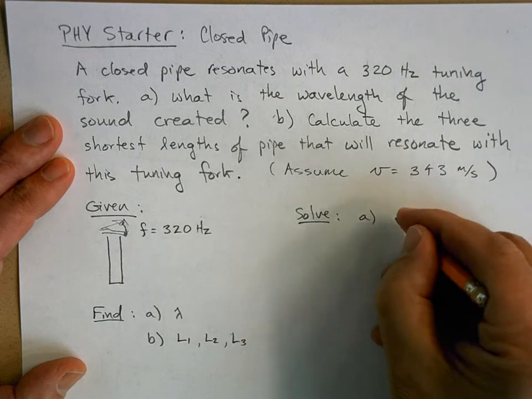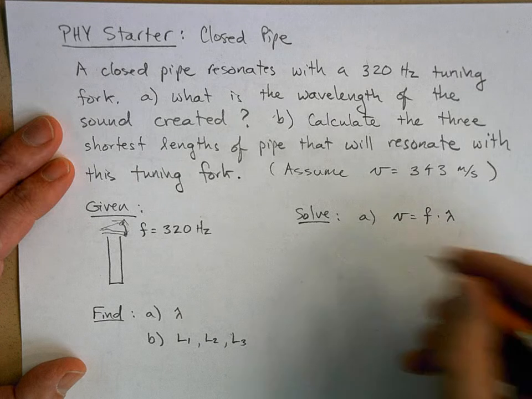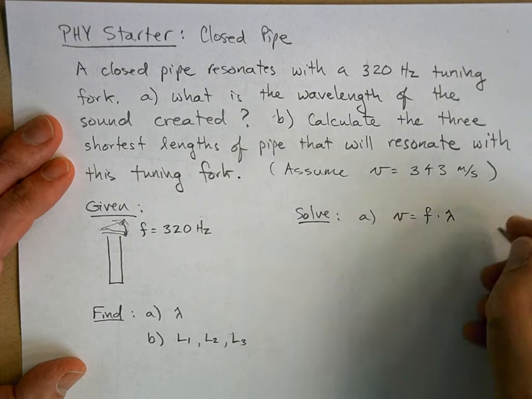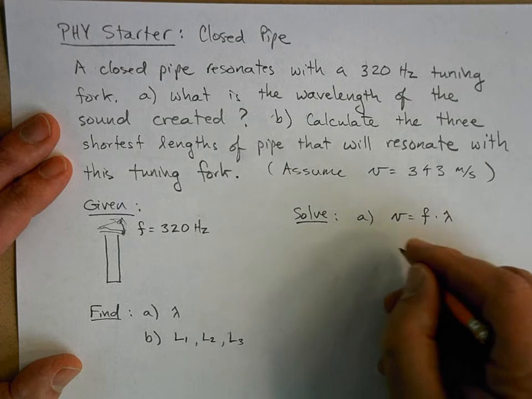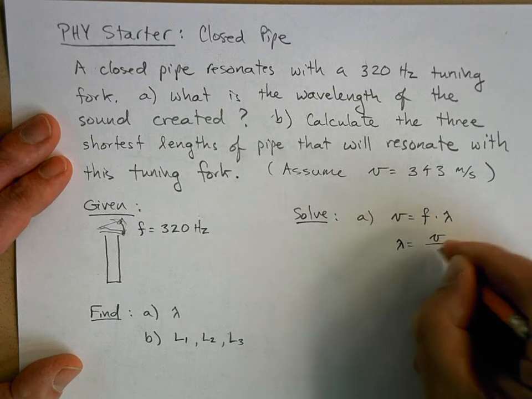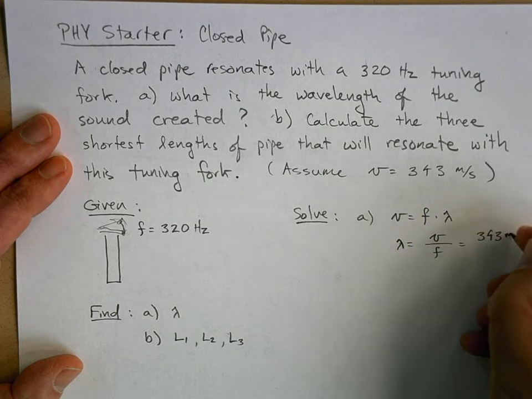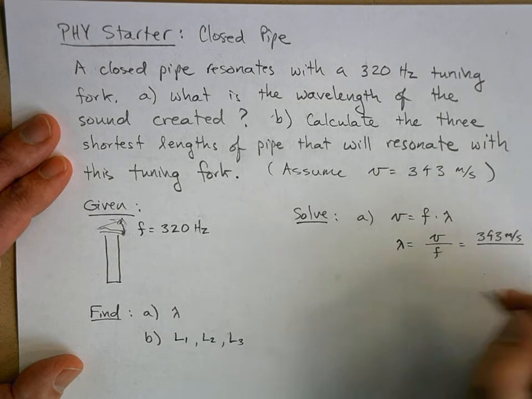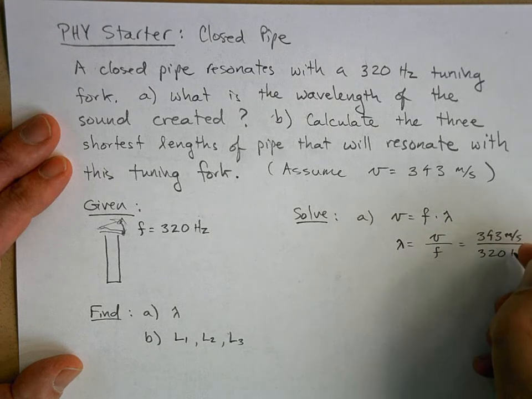So for part A, velocity equals frequency times wavelength, for sound or any kind of wave. And so we can solve for the wavelength equals the velocity divided by the frequency. This is 343 meters per second, and the frequency is given to be 320 hertz.